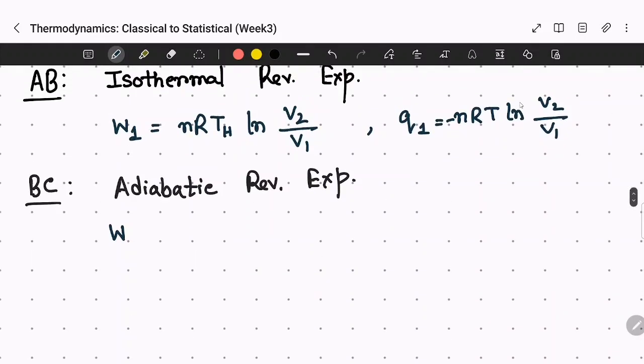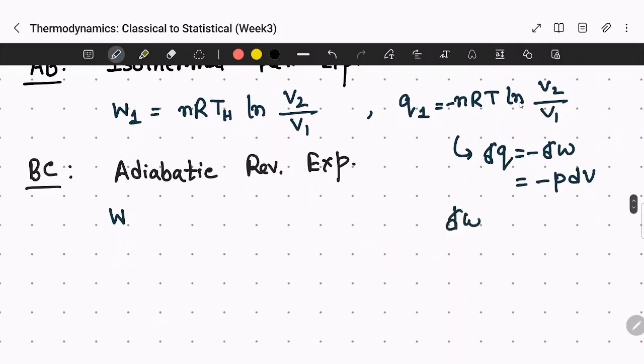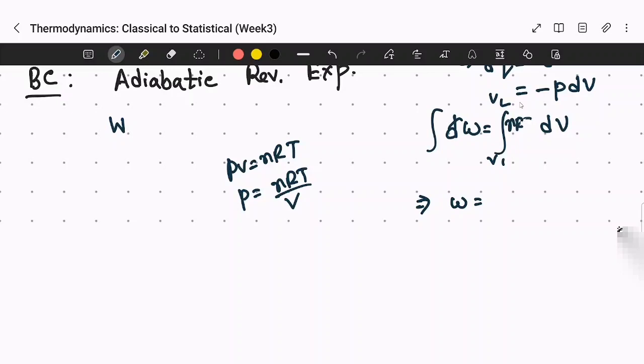Is there any doubt? Then you can ask me. Just like here, you can prove like this, that dU is 0. So đq equals minus đw, and it is basically minus p dV. So đw is basically p dV. So if you integrate it from V1 to V2, then you can obtain W, because what is p? PV equals nRT, so P equals nRT by V. If you put it here, then you can obtain nRT by V.